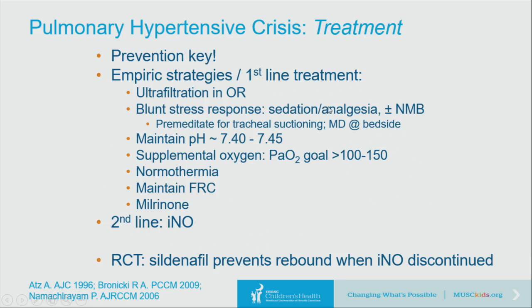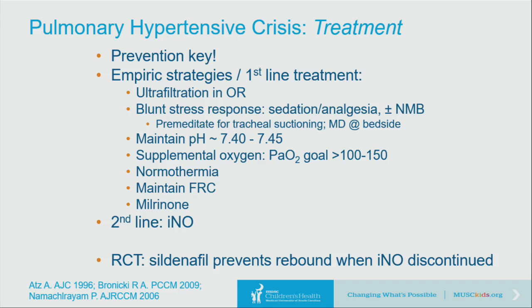In terms of treatment, well, obviously, prevention is key. So empiric strategies in at-risk patients and the first-line treatment may include interventions such as ultrafiltration in the operating room. In the postoperative period, we want to try and blunt the stress response with narcotics, potentially keeping a patient muscle relaxed overnight to avoid agitation and dysynchrony with the ventilator. You want to keep the pH in the 7.4 to 7.45 range, so slightly alkalotic.